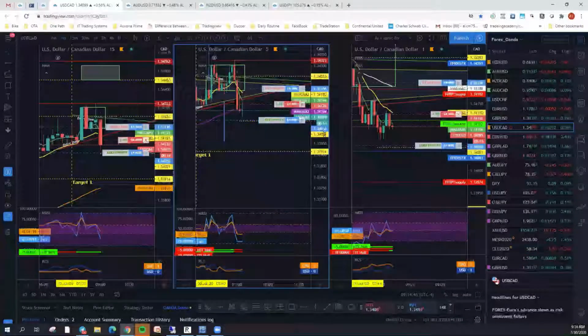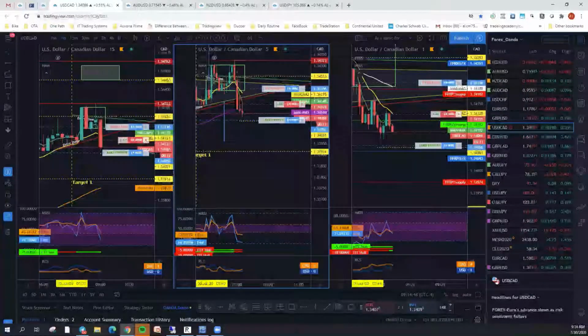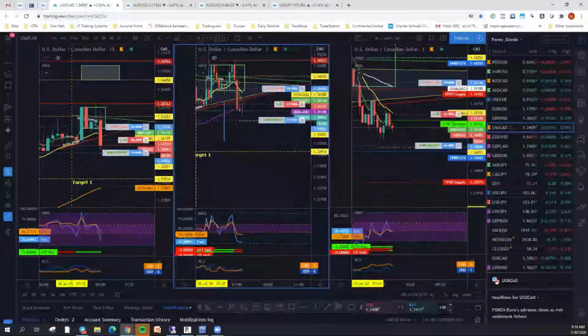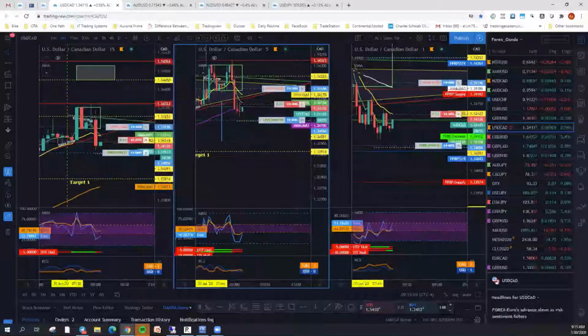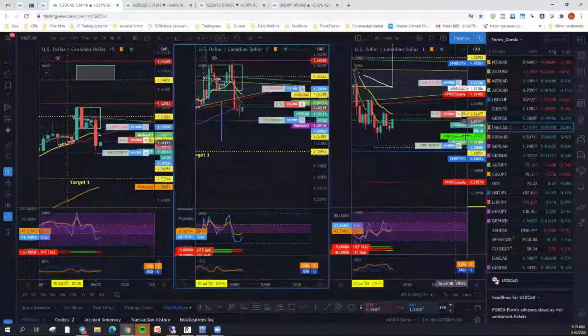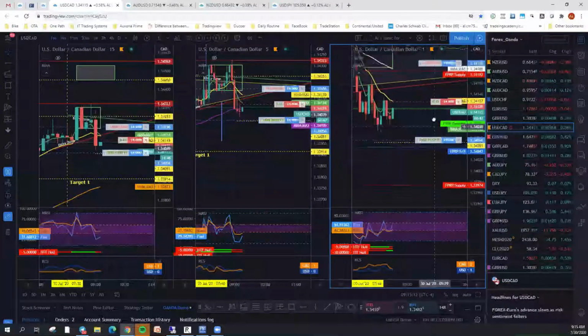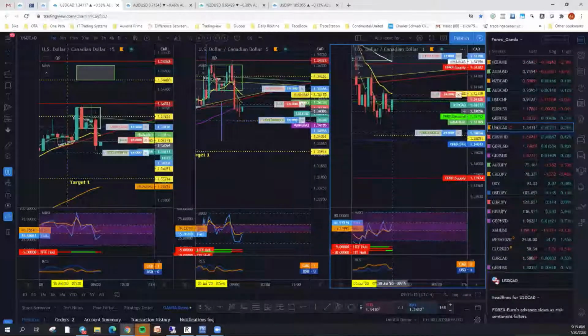This 5-minute candle is going to close in about another 14 seconds. And right now, it looks like it's going to be pretty much almost a doji. And right now, from the bottom of this blue candle to the yellow line is only 4 pips.